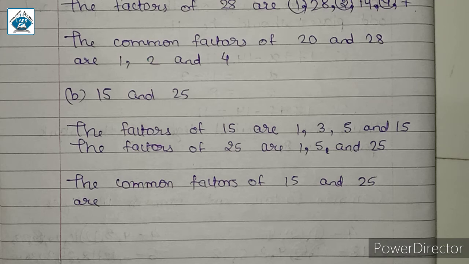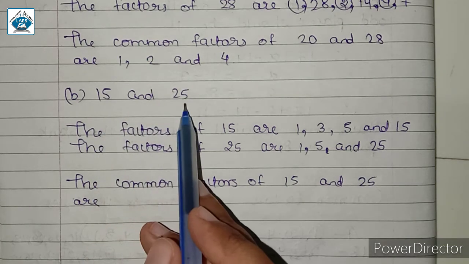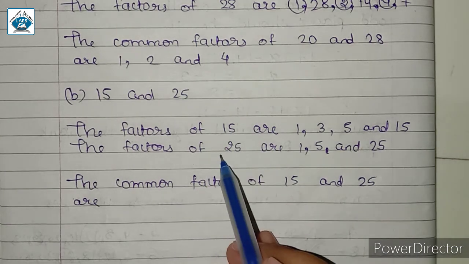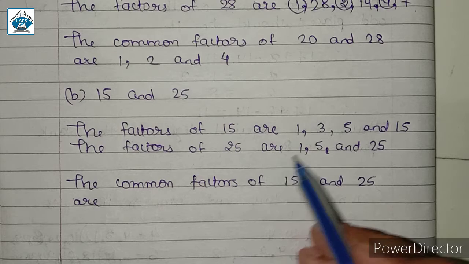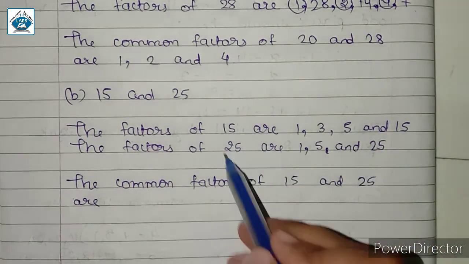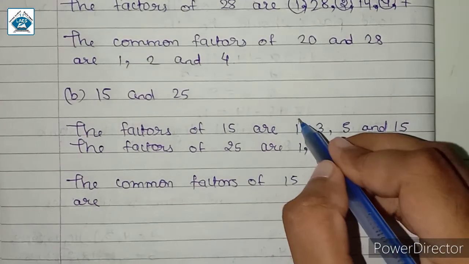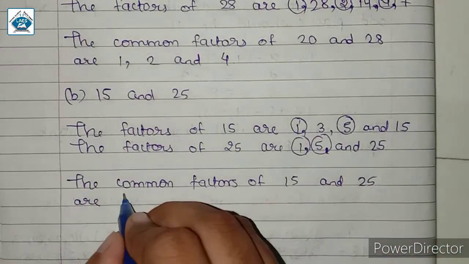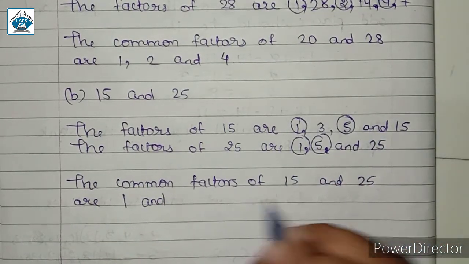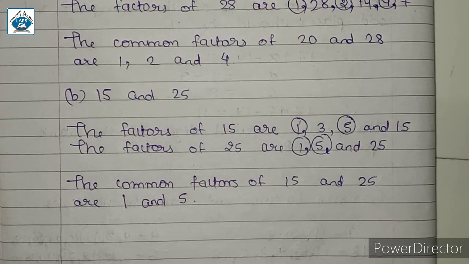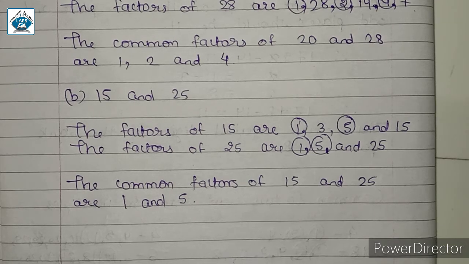In the next question, we have to find the common factors of 15 and 25. So first of all, we will find the factors of 15 and the factors of 25, and then we will circle the common factors. So here we have 1, 3, 5 and 15, which are the factors of 15. 1, 5 and 25 are the factors of 25. The common factors include 1 and 5. So the common factors of 15 and 25 are 1 and 5. In the same way, you have to find for the next two sub questions, question C and question D, on your own and write the solution in your notebook.